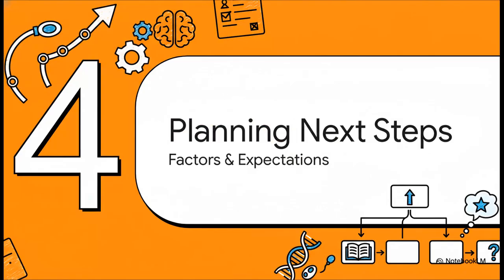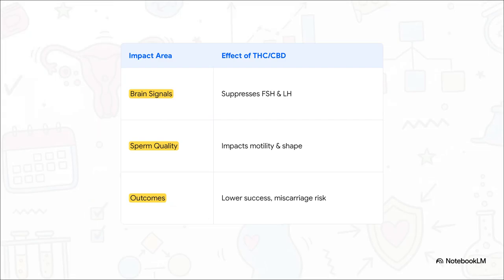Okay, let's wrap this all up by looking at how you can make some really smart, strategic decisions for the road ahead. As you're making your plan, remember that lifestyle factors matter, and for both partners. Take THC and CBD, for example. The data is pretty clear that it can suppress the key brain signals needed for sperm production, and it can directly harm sperm quality. This is genuinely one of the most significant and controllable factors that can improve a couple's chances.